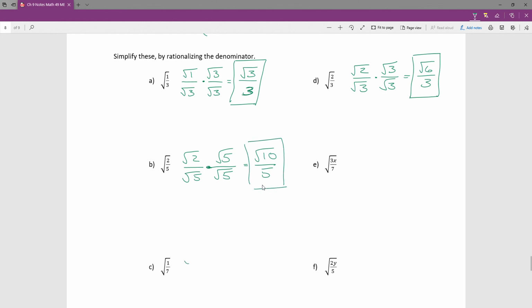For C, I'm going to break it apart into the 2 parts. Oops, that's a 7, not a 6. And then I rationalize the denominator by multiplying the top and bottom by whatever is in that denominator. So I'd have root 7 all over 7. For E, if I take a look at this one, I take the square root of 3x and the square root of 7, breaking it up, and then rationalizing my denominator.